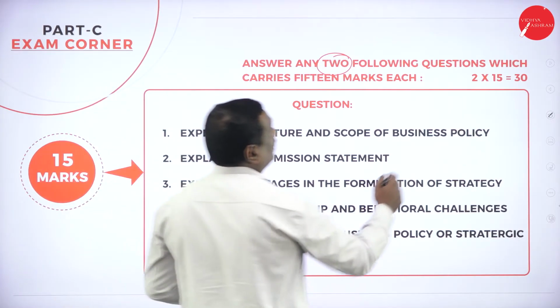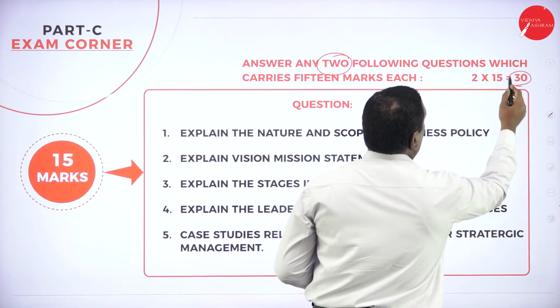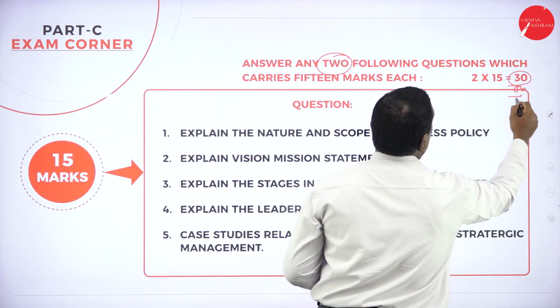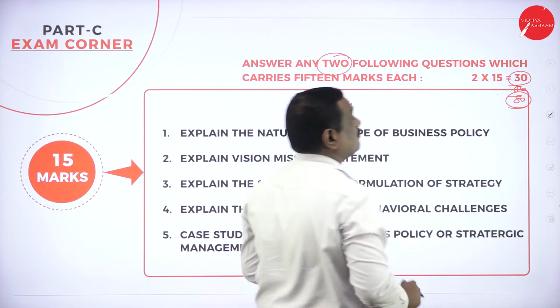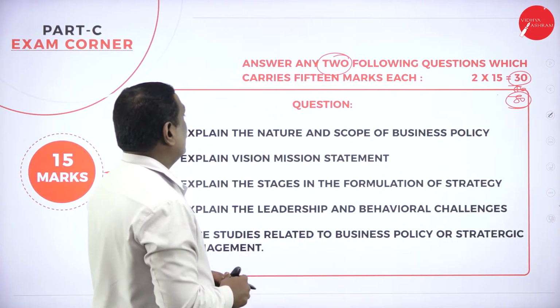Each carries 15 marks, so it comes to 30. There is already 50, and 50 plus 30 becomes 80. So the total question paper will be for 80 marks.